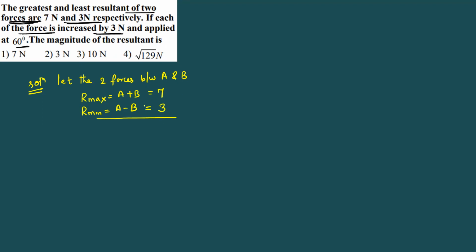First you find the individual value of the two forces A and B. Plus B minus B will cancel. A plus A will be 2A. 7 plus 3 is 10. So A is equal to 10 divided by 2, which is 5. A is equal to 5 Newton because it's a force. Now you put this value of A in equation 1 or 2 and you will get the value of B. Therefore B will be equal to 7 minus 5, which is 2 Newton.